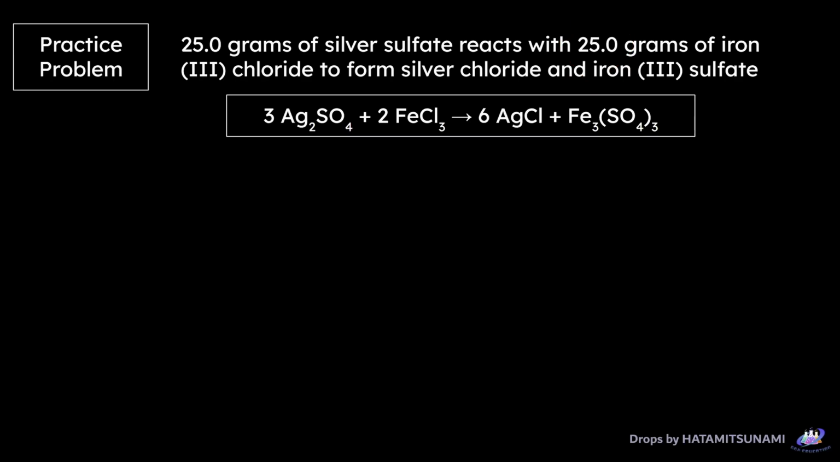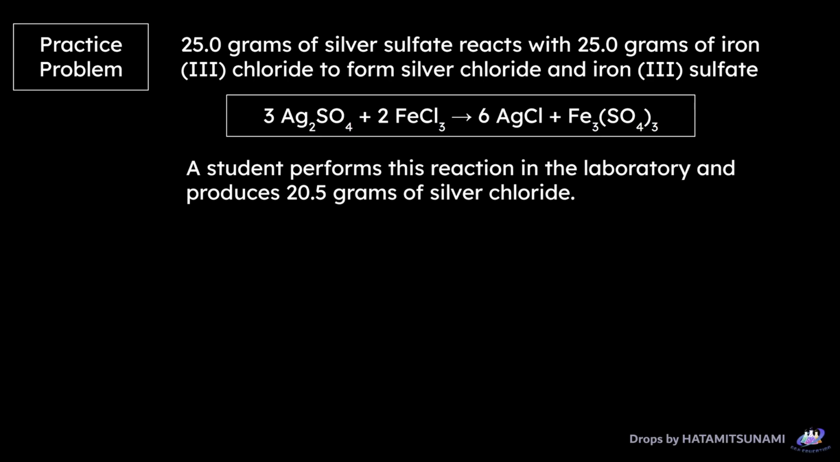Lastly, we may also be asked to find the percent yield of a specific reaction. In part 2, we calculated how much silver chloride should be produced based on our amounts of reactants. This is our theoretical yield. However, if you were to perform this in the lab, you may not get that exact amount. This is known as our actual yield.